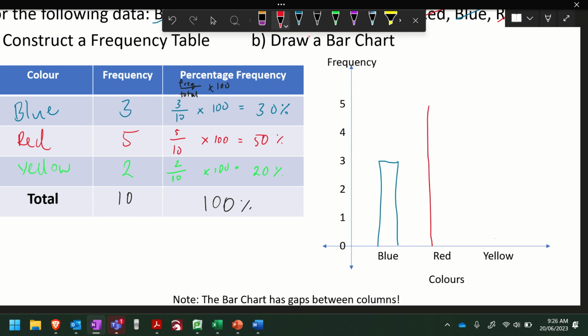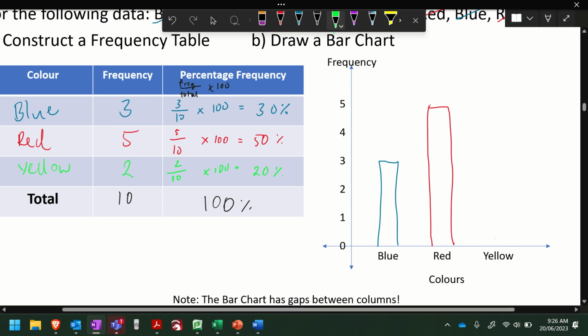And then for yellow, you should only have 2. So that means your bar should only go up to 2. You don't connect these ones. You connect it if it's a histogram. So with the bar chart, remember there's gaps between the bars.